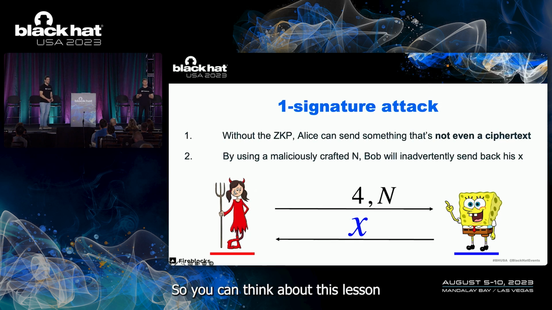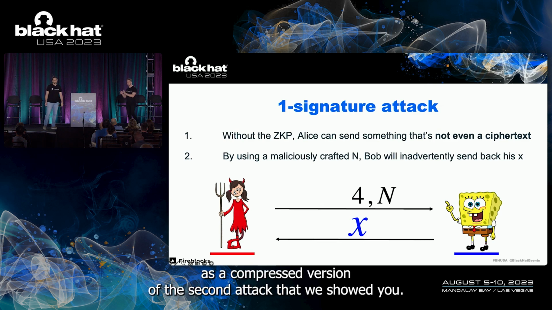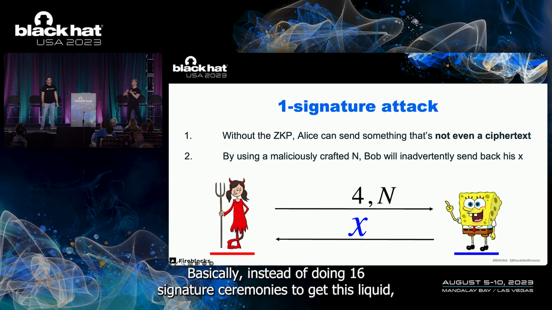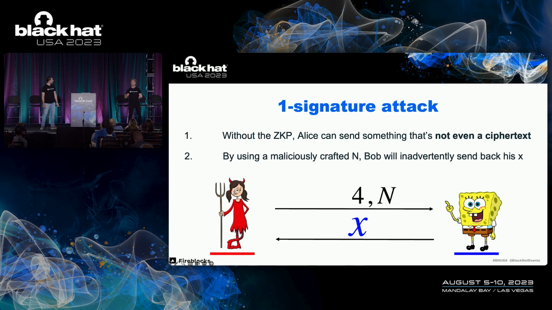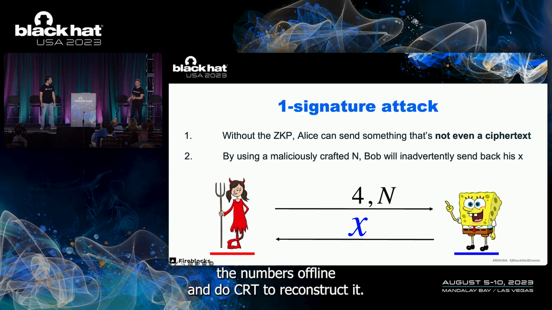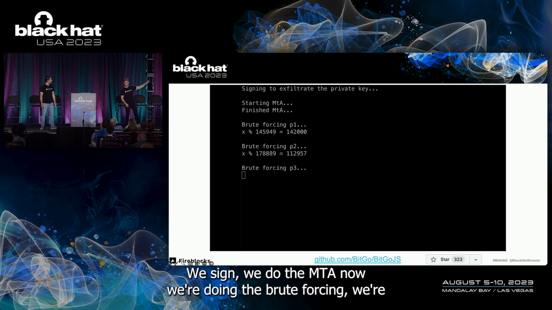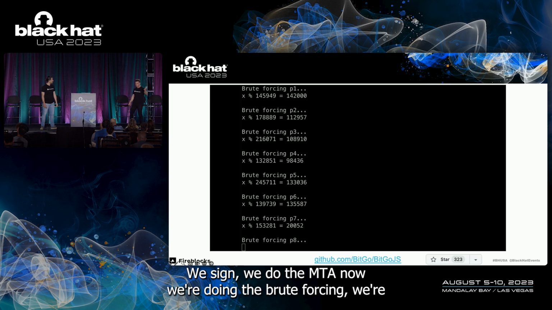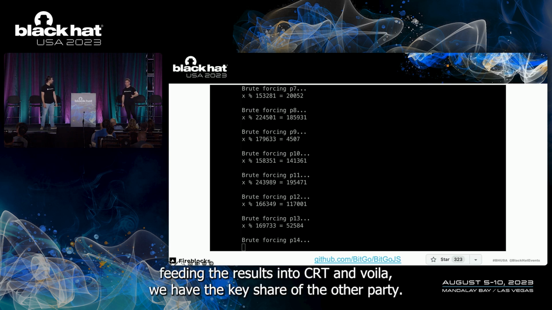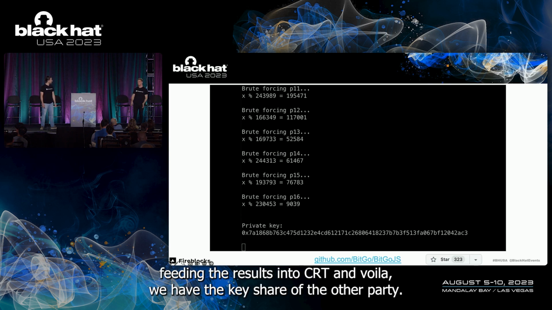So you can think about this last attack as a compressed version of the second attack that we showed you. Basically, instead of doing 16 signature ceremonies to get this leakage, we do only one, and then we brute force the numbers offline and do CRT to reconstruct it. So this demo is going to be quick. Don't blink. We sign. We do the MTA. Now we're doing the brute forcing. We're feeding the results into CRT, and voila, we have the key share of the other party.